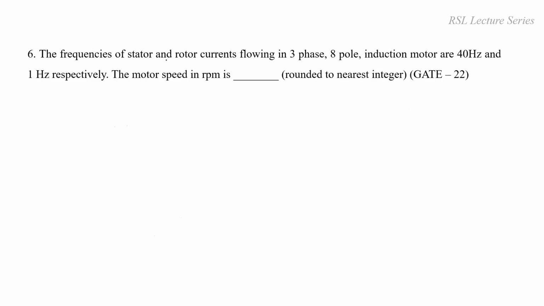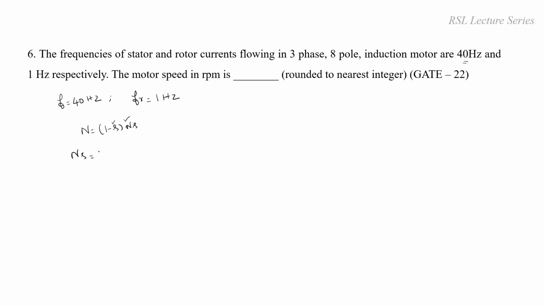It's the sixth question. The frequencies of stator and rotor currents flowing in a three-phase 8-pole induction motor are 40 Hz and 1 Hz respectively. So the frequency of the stator current is nothing but the supply frequency F, which is 40 Hz. And the frequency of the rotor current is Fr, which is equal to 1 Hz. Now we have to find out the motor speed in RPM. The speed of the motor is given by 1 minus S into Ns. So we have to find out S and Ns.